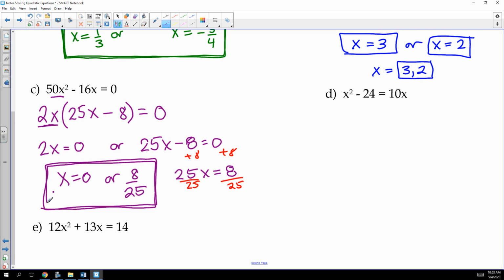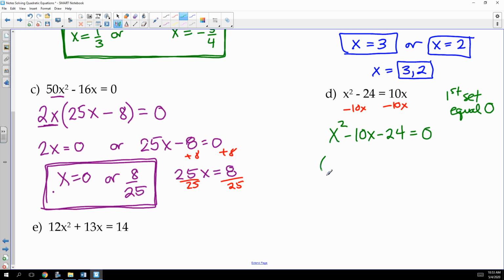Now we're going to try to solve D. We've got x squared minus 24 equals 10x. Notice it's not set equal to 0 yet. So first, set equal to 0, which means we're going to have to subtract the 10x. And you want to make it look like it's in standard form. So you really want to write it as x squared minus 10x minus 24 equals 0. And then again, we're going to try to factor.